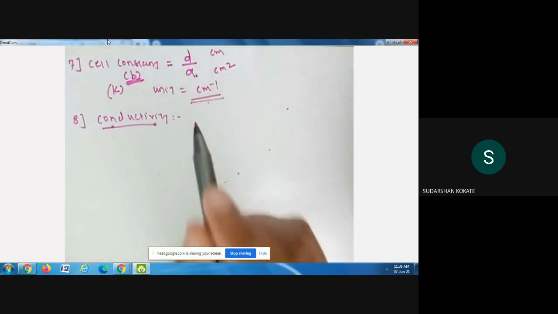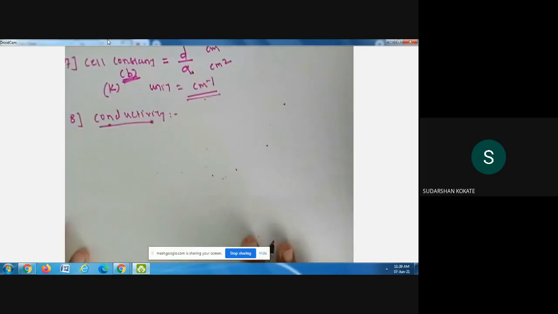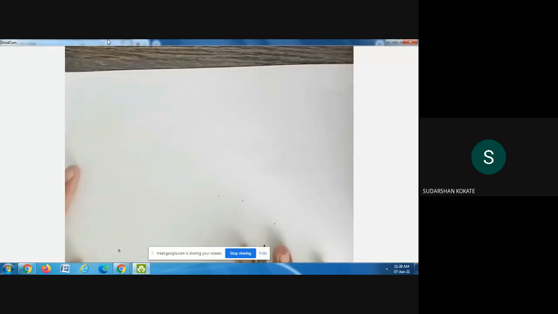Now conductivity. What is conductivity? The ability of a solution to pass the current is called conductivity. Is that clear up to this point? Yes, sir. Okay.